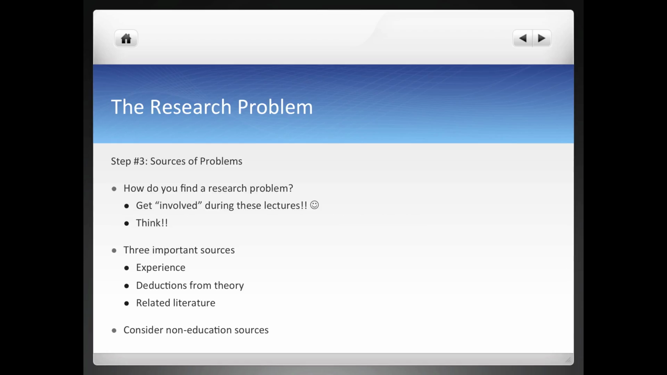Step number 3, sources of problems. Where should you start looking? And how do you find a research problem? Well, guys, get involved during these lectures. There are different ways that you can look at these things.